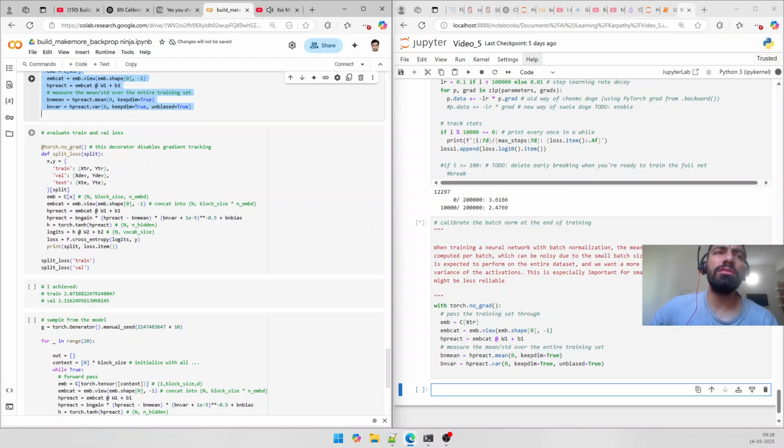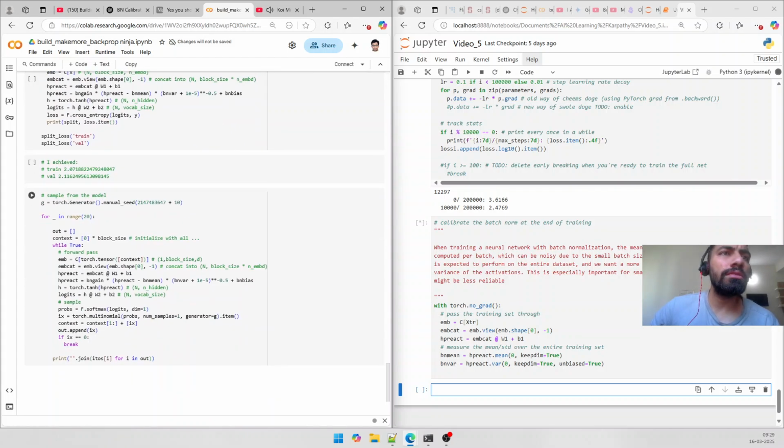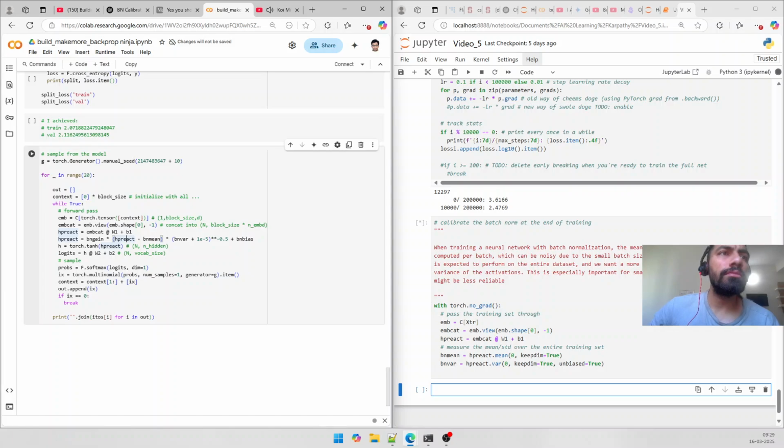Calculating the hidden preactivation, then we're doing a Tanh of that. Whatever output we are getting, we are normalizing it here using the BatchNorm mean, and we are feeding it into the Tanh layer. Whatever output we are generating, we are doing a softmax to get the probability.